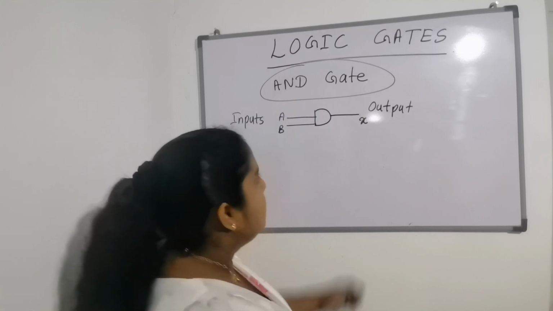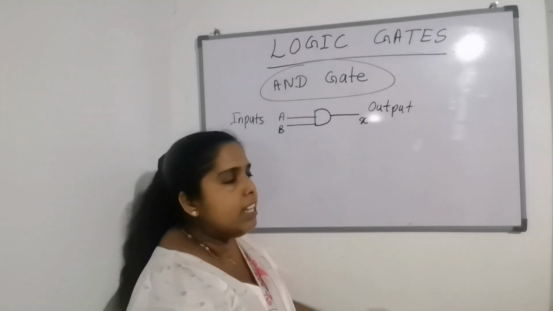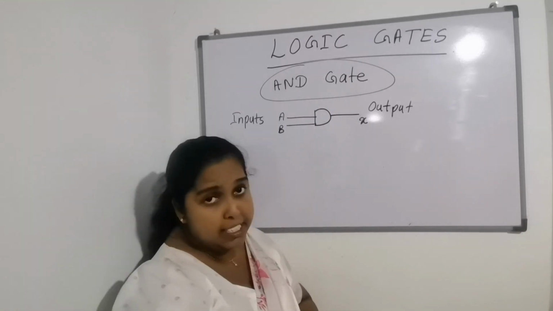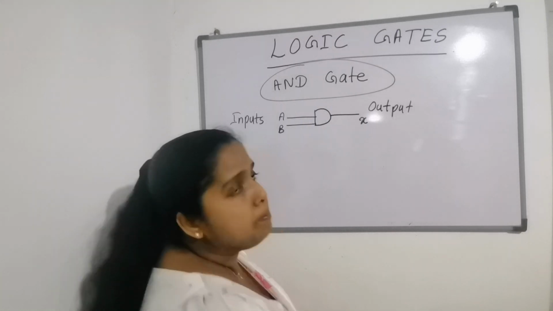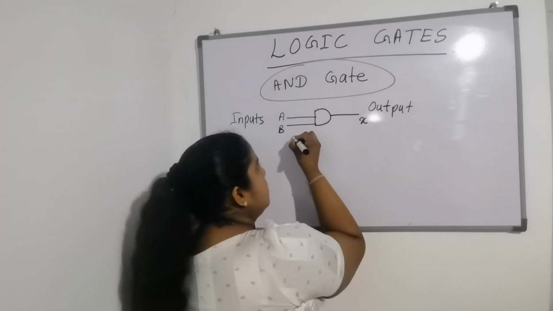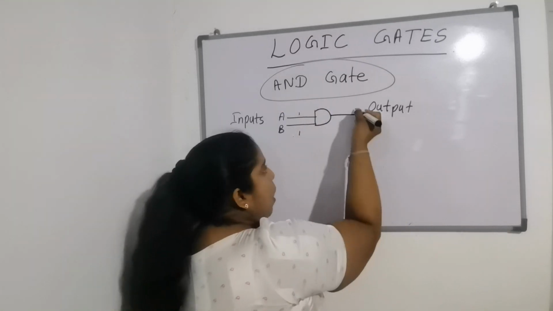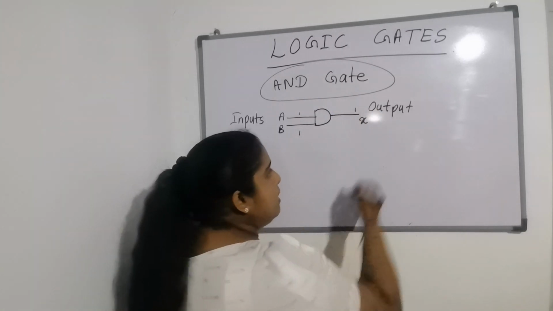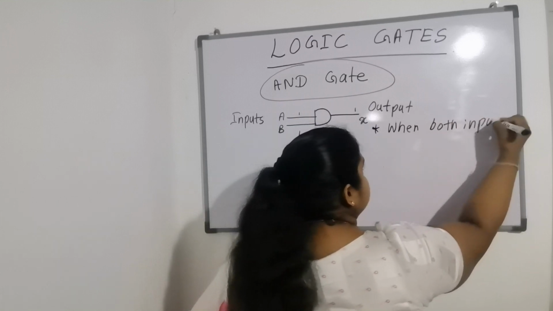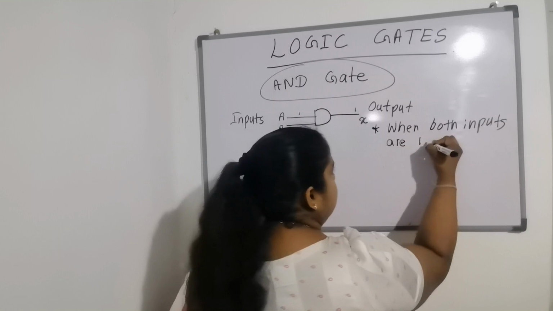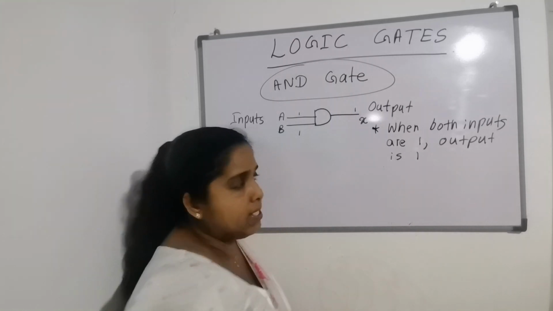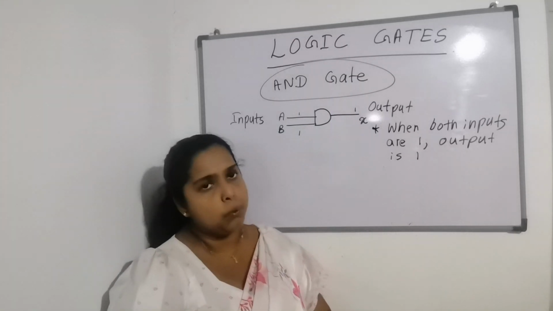So here, the main logic you have to understand. There are different ways that we can give the input for this AND gate, but there is a very special input combination. When inputs are both ones, then only output will become 1. We can say when both inputs are 1, output is 1. Or else you can say when both inputs true, output become true, like that.